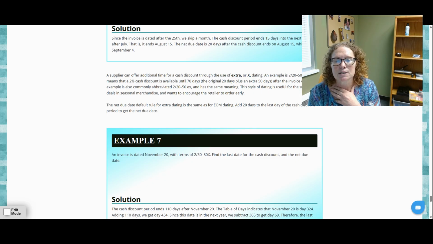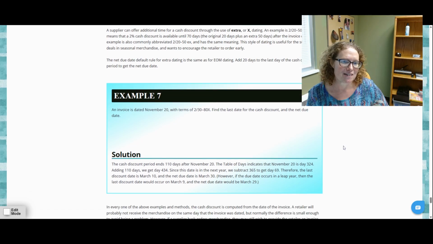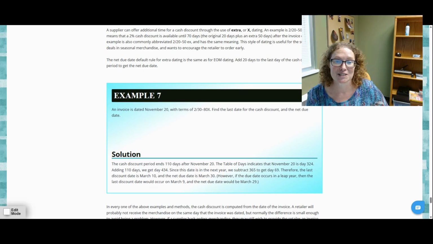So the net due date default rule for extra dating is the same as for end of month dating. So you're adding 20 days to the last day of the cash discount. So an invoice is dated November 20th with terms of 2/30 ADX. Find the last day for the cash discount and the net due date.